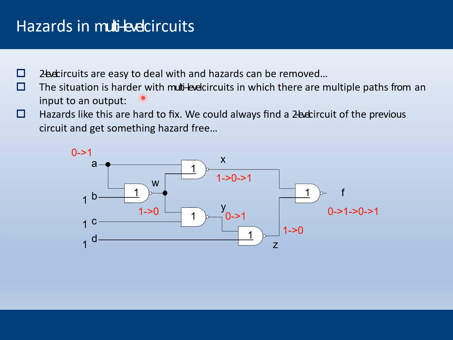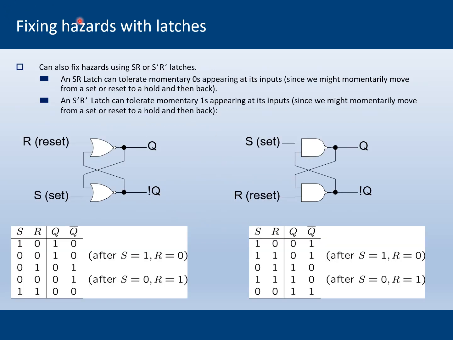Two-level circuits are very easy to deal with and hazards can be easily removed. The situation is harder with multi-level circuits in which there are multiple paths from an input to an output. Hazards like this are very hard to fix. We could always find a two-level circuit of the previous circuit and get something hazard-free. So when the circuit is moving from two-level to multi-level, what happens? The removal of hazards becomes a very big challenge for us, right? So how to fix the hazards using latches?